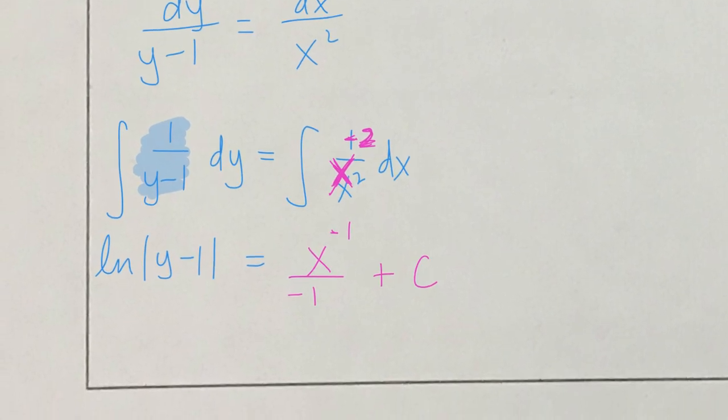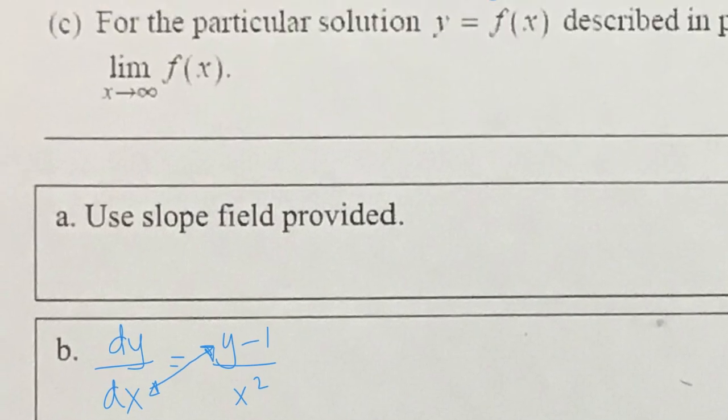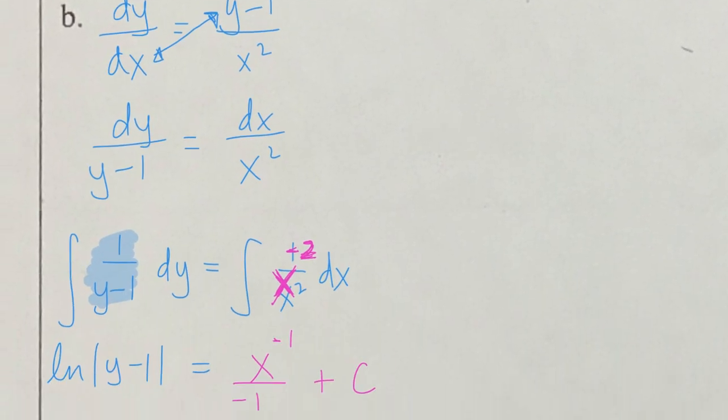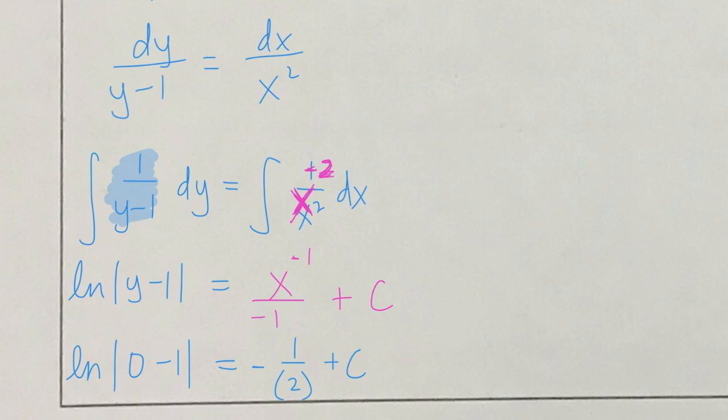So now let's plug in our information. We know that when x was 2, y was 0. So the natural log of 0 minus 1 in absolute value equals the negative of 1 over 2 plus c. Up here it said when x is 2, y is 0. So this is our initial condition. You plug in your initial condition in order to solve this for c.